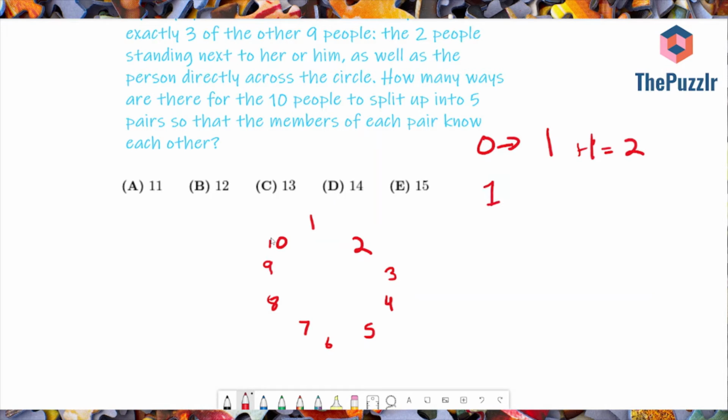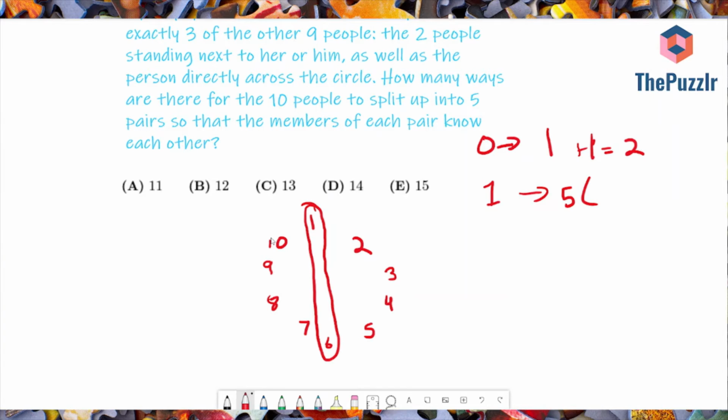What about if we have 1 diameter? Well, we have 5 choices to pick for the diameter, right? There's 5 different pairs: 1 and 6, 2 and 7, 3 and 8, 4 and 9, and 5 and 10. So let's see. Yeah, so we have 5 choices. So let's say we pick this one.